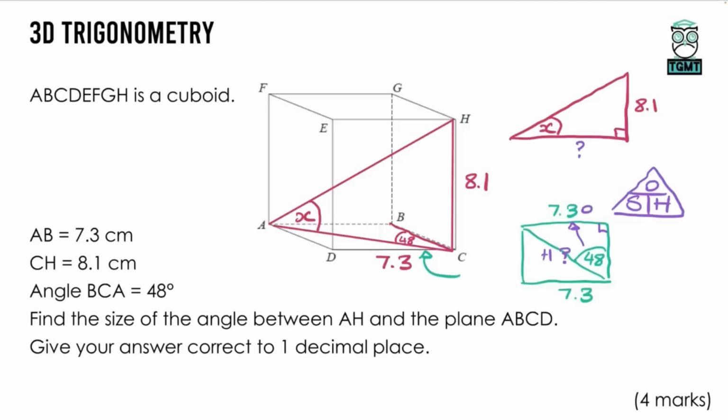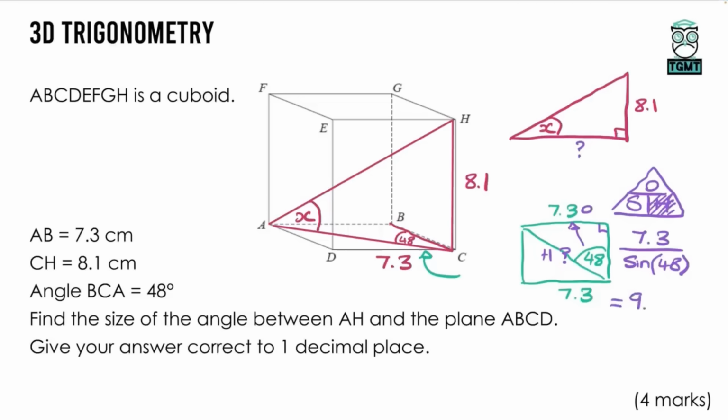So we would cover up the h, or rearrange your formula, whichever way you're doing this. So O divided by S would be 7.3 divided by sine 48. And there we go, we can type that into the calculator. That is 7.3 over sine 48, and that comes out as 9.82.